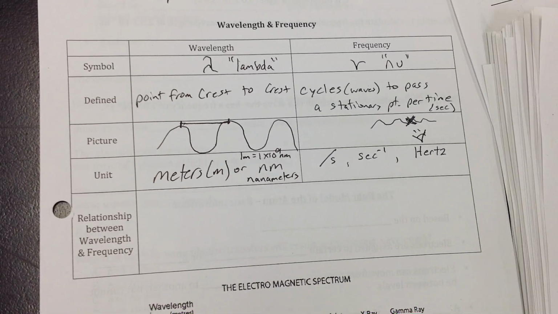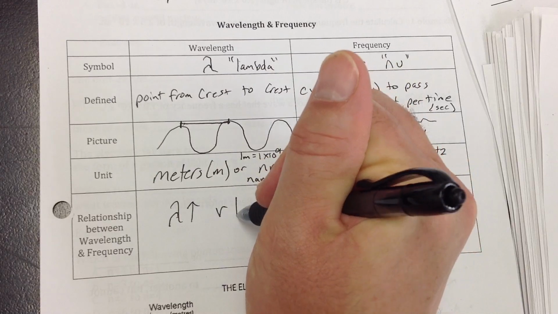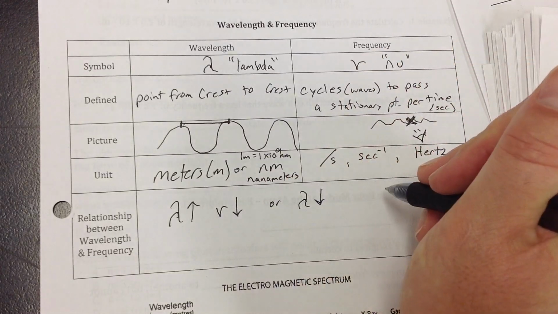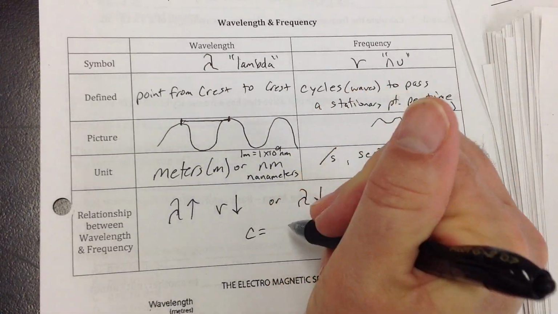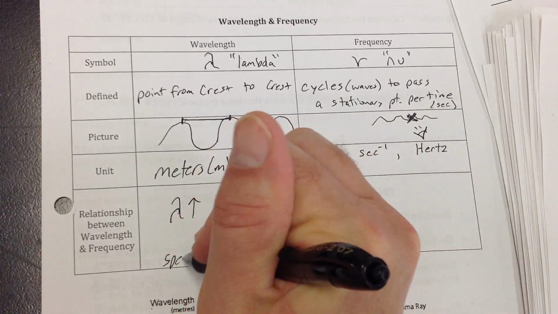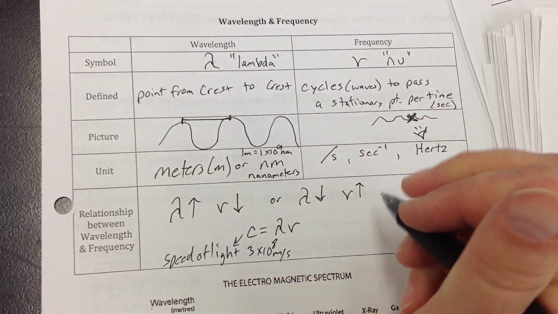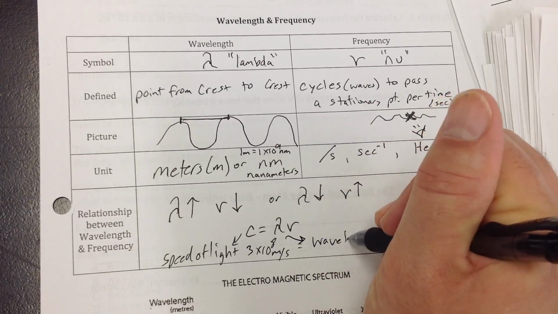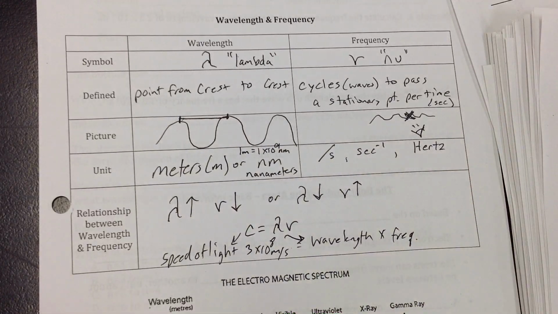Now, finally, we get to the relationship between wavelength and frequency. As wavelength goes up, frequency goes down. That's called being inversely proportionate. Or, what if wavelength goes down? Frequency would go up. Okay, and we're going to have a formula we're going to use, and I'm going to go ahead and put it here. C equals lambda nu. That is the speed of light, which is going to be 3 times 10 to the 8th meters per second rounded. And that's going to equal the wavelength times frequency. Okay, we're going to work several problems with those.